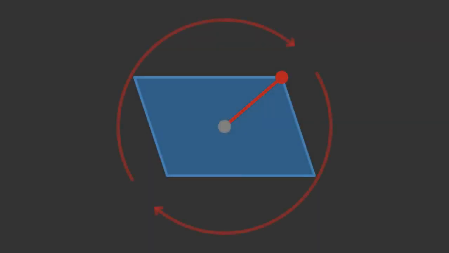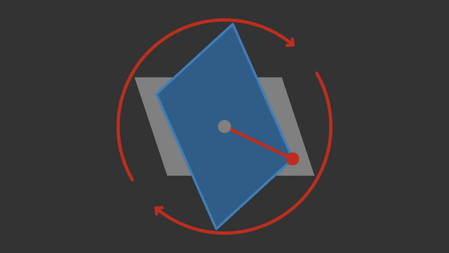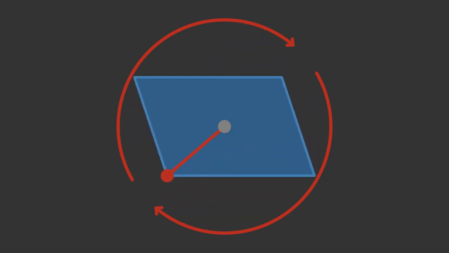A parallelogram has rotational symmetry of order 2, similar to a rectangle. A parallelogram has no lines of symmetry. It is possible for a shape to have rotational symmetry but not line symmetry.